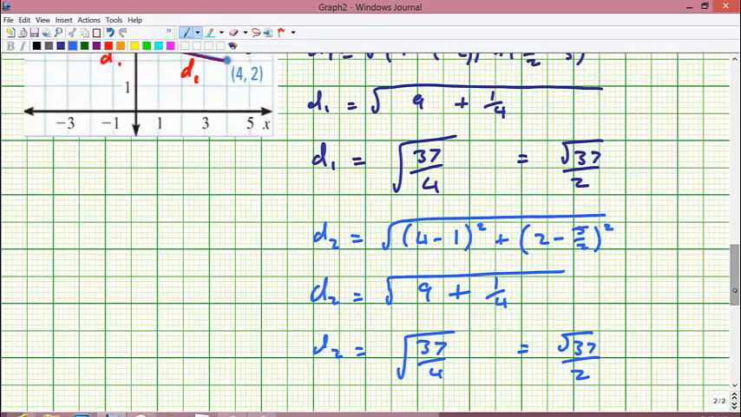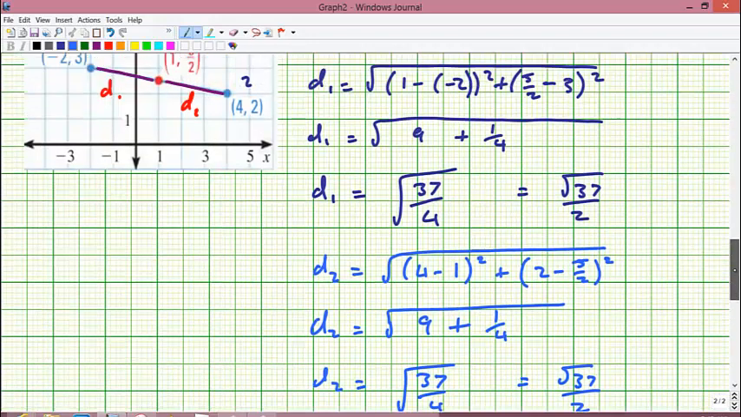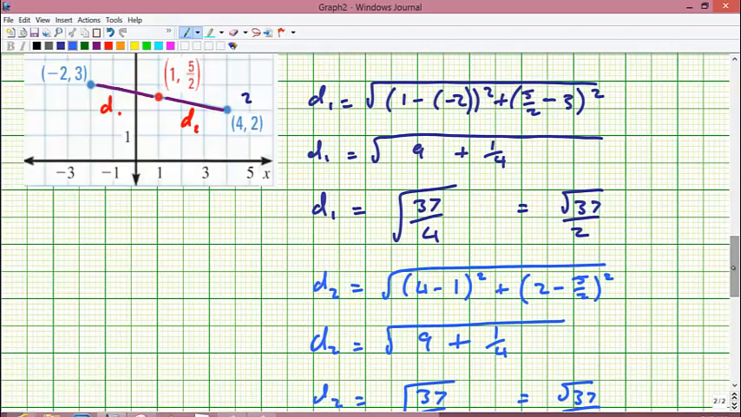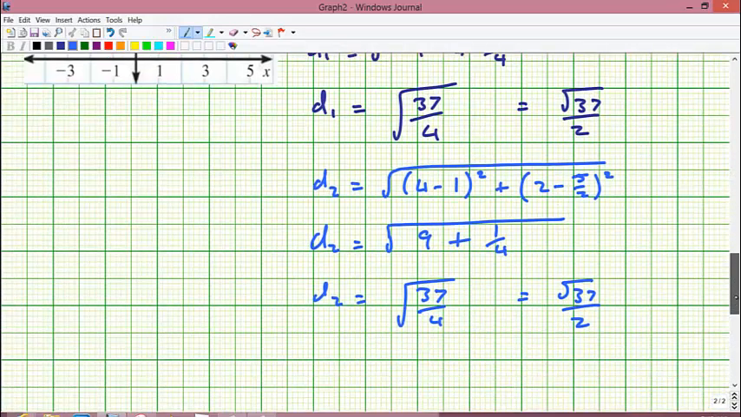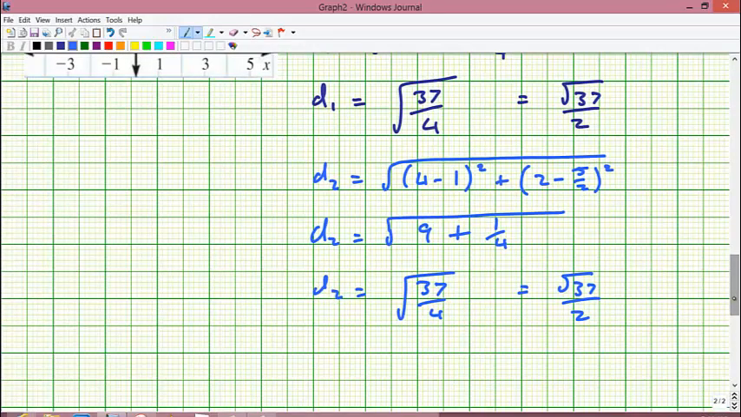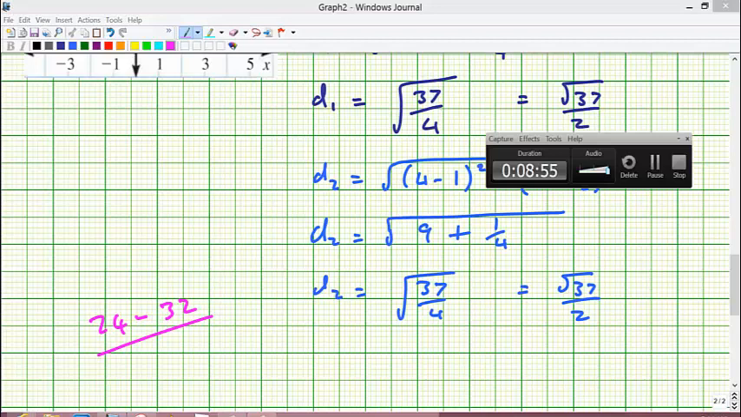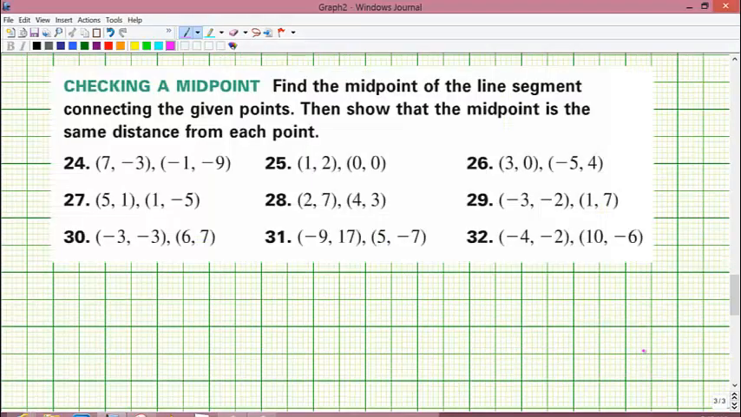So yes, we have found that the length D1 and D2, the two segments that we are checking to see if they're the same length, yes, they are the same length. Therefore, the point that we have found is the midpoint. Okay, great. So let's do some more examples. That's further down the page. It's questions 24 through 32. And there they are.